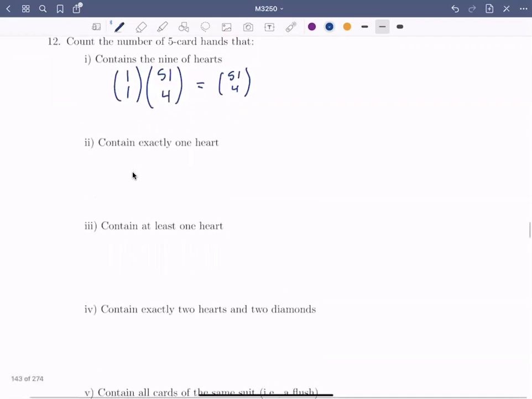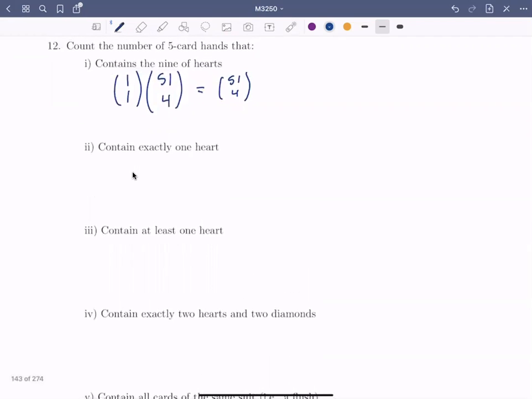Now, how many 5-card hands contain exactly 1 heart? The way to do this is the same as before. Take the hearts out of the deck of cards. You have a pile of hearts and you have a pile of non-hearts. There's 13 hearts. There's 39 non-hearts. Of the 13 hearts, you're going to choose exactly one of them to go in your hand. And of the 39 non-hearts, you're going to choose 4 of them to go in your hand.